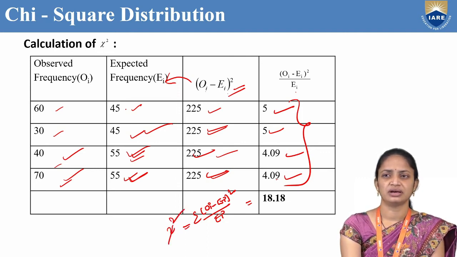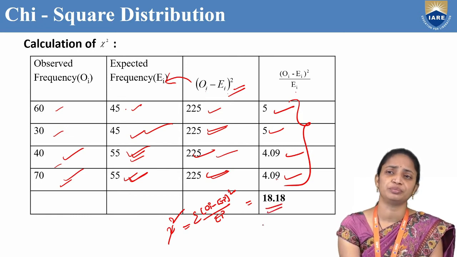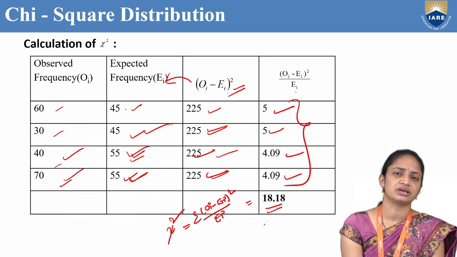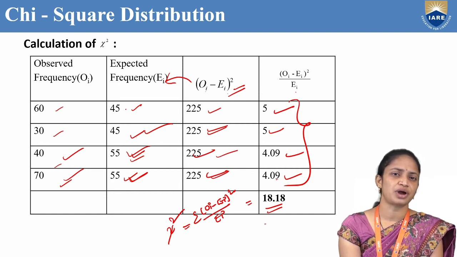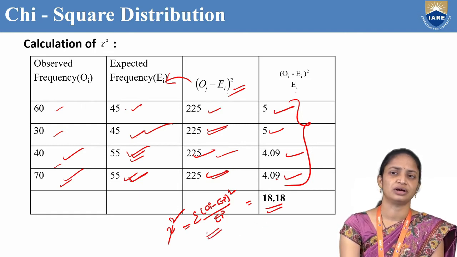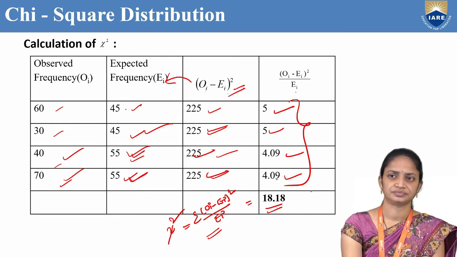Okay, so here we have calculated the chi-square value, but we need to follow the procedure. So what is that procedure? First, we need to set up the null hypothesis, alternative hypothesis, level of significance, test statistic and conclusion. In the test statistic we need to write the formula. This is our formula. Already we have calculated the test statistic value, that is 18.18.